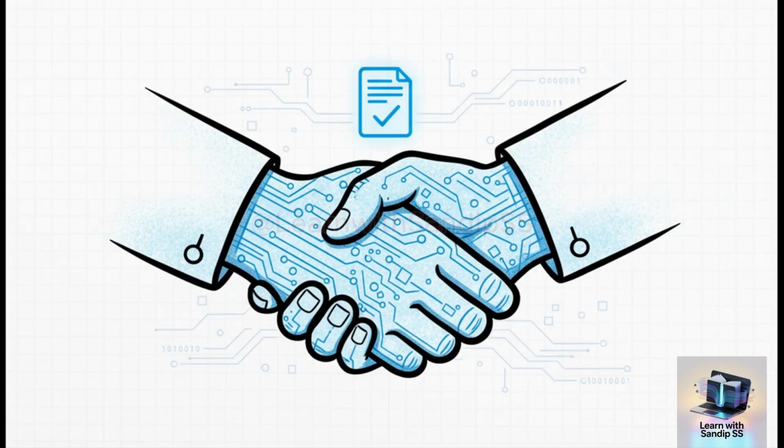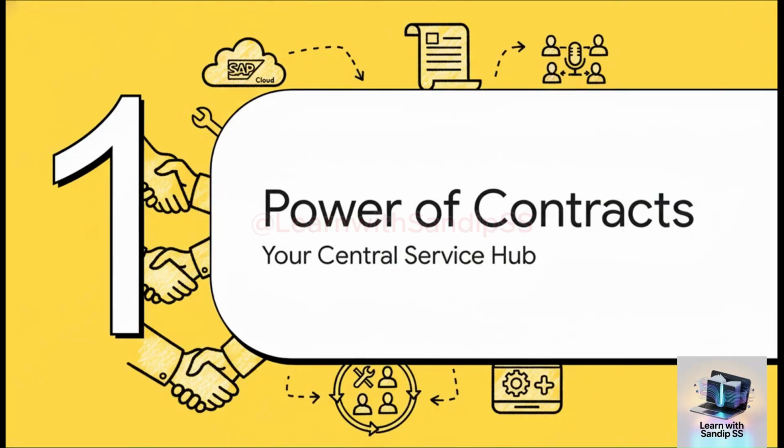Well, the answer is to formalize that promise with what I like to call a digital handshake. It's an agreement that doesn't just sit in a folder. Nope. It lives and breathes right inside your system, just waiting to spring into action the second your customer needs you. And inside SAP S4HANA Cloud, this digital handshake has a home. It's called a service contract, and it becomes your central command center, the one single source of truth for every single service promise you've made.